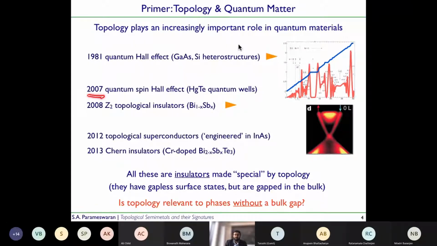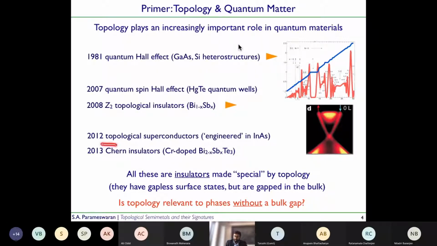But the next big advance came in 2007, following on work by Charlie Kane and Eugene Mele in predicting a notion of a robust quantum spin Hall effect. And following that, Andrei Bernevig, Shoucheng Zhang and collaborators predicted that a place to look for this would be in mercury telluride quantum wells developed by Laurens Molenkamp's group in Würzburg. And very shortly thereafter, people realized that the idea of topology didn't have to be limited to two-dimensional materials or two-dimensional quantum wells or heterostructures, but instead one could actually locate these in 3D systems. And in particular, you could have a 3D analog of the quantum spin Hall effect. And that started off the modern topological revolution.